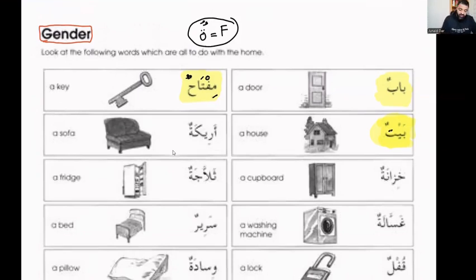Okay, next one. What's the word for sofa? I can't really see it, I know it's bad. So this is Ri, ka. Arikatun. Good. Is this male or female? Feminine. There we go. That's it.